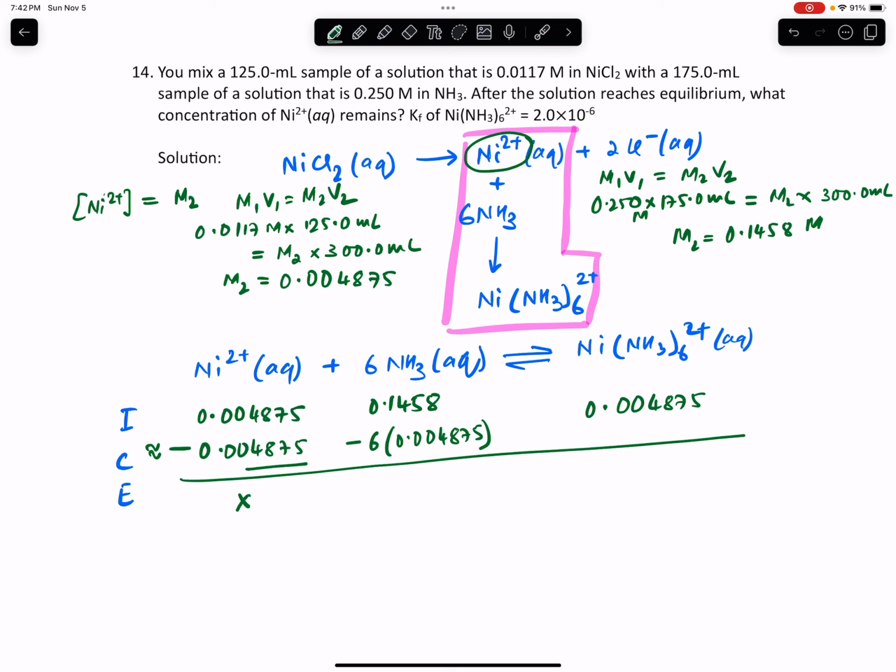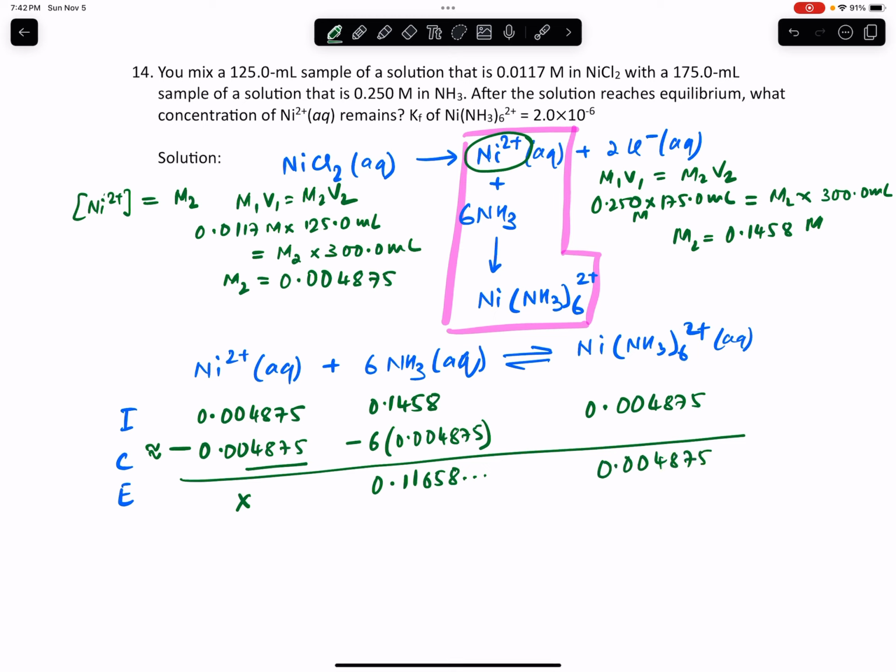That x is going to be the amount that's left over. And if I subtract this amount from this, I get 0.11658, and it goes on. And then, of course, on this side, I have 0.004875.